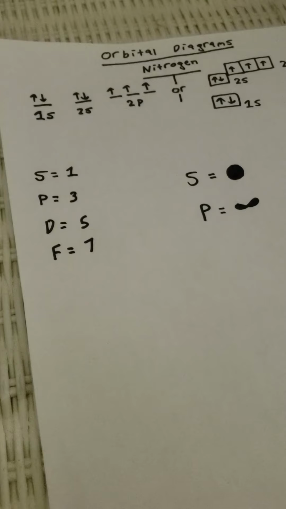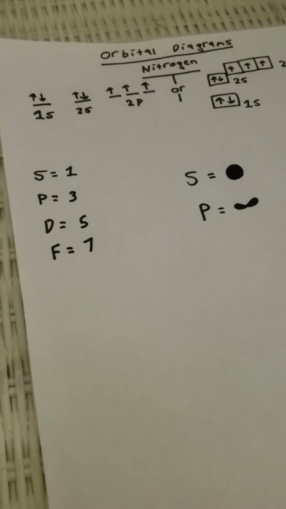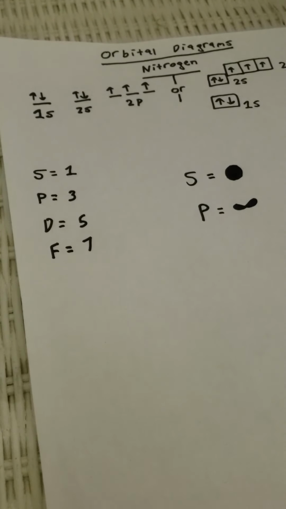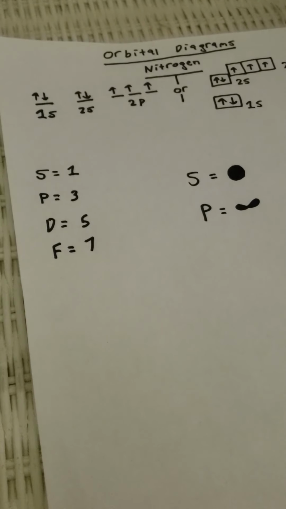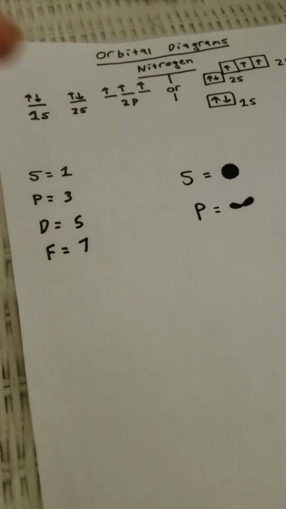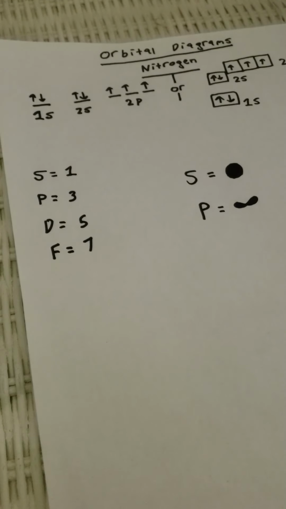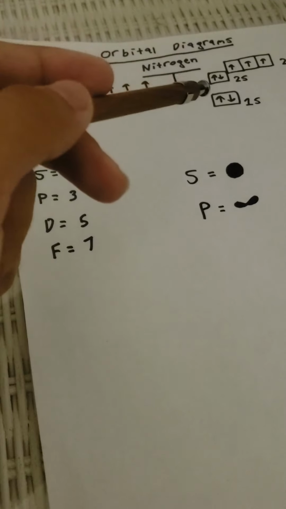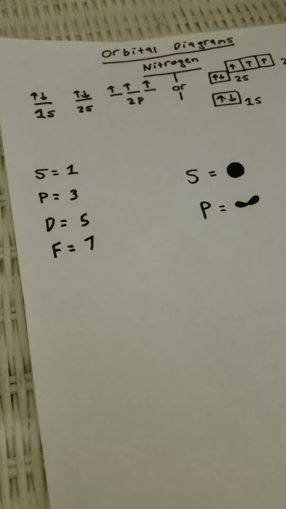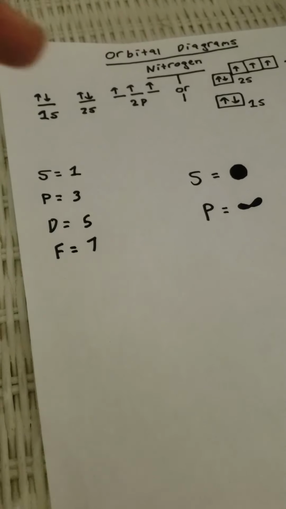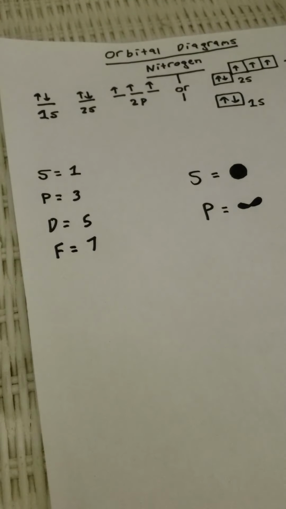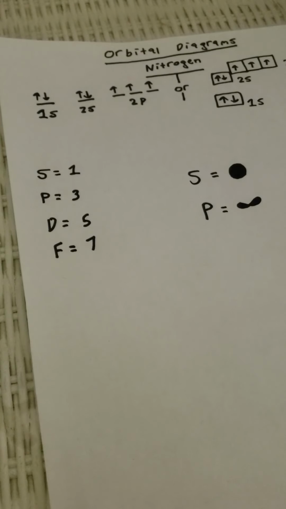There are certain rules and principles that you must follow when writing these orbital diagrams: the Aufbau principle, which is where electrons occupy the lowest orbitals first; the Pauli exclusion principle, where only 2 electrons can occupy an orbital; and Hund's rule, where every orbital is singly occupied with 1 electron before any one orbital is doubly occupied, and all electrons in singly occupied orbitals have the same spin.